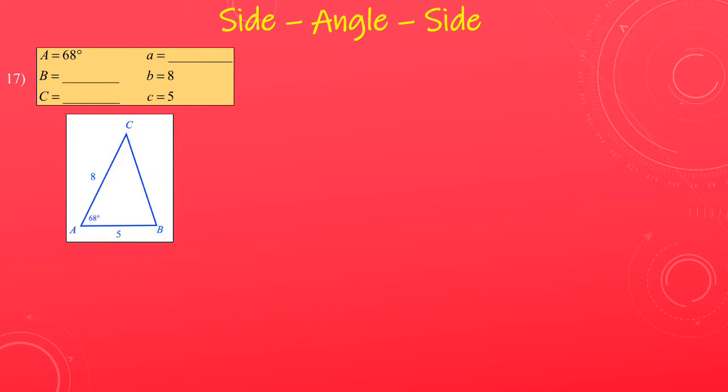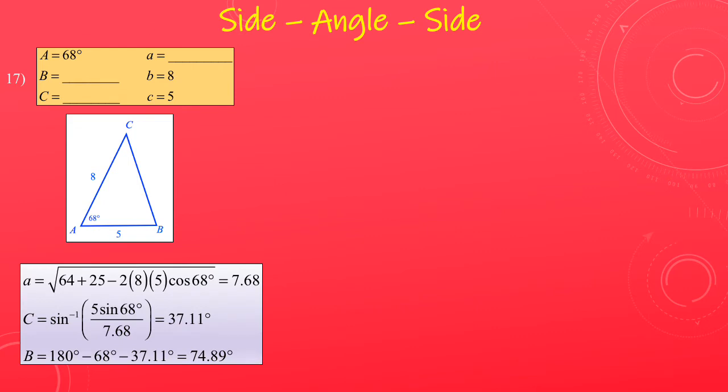Let's go back to our original problem, which we will call number 17, where angle A equals 68 degrees, little b equals 8, little c is equal to 5. This is a side angle side situation, and again the law of sines is of no help. It really is not necessary to draw the picture, as there will always be one triangle possible. However, we will draw the picture just so that we get a sense of what we're trying to solve.